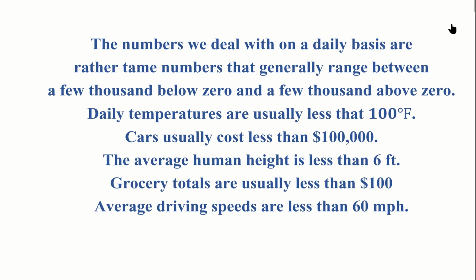So most of the numbers that we deal with on a daily basis are considered to be quite tame, falling somewhere between maybe -1000 and +1000. Think of daily temperatures, for example. They're usually less than 100 degrees Fahrenheit. Cars usually cost less than 100,000. Average human height is less than 6 feet. Grocery totals are usually less than $100. Average daily speeds are less than 60 miles per hour. And that's not the way all numbers are, of course.